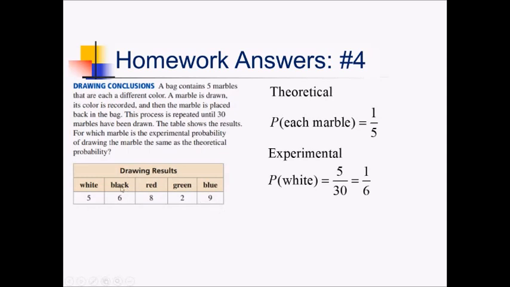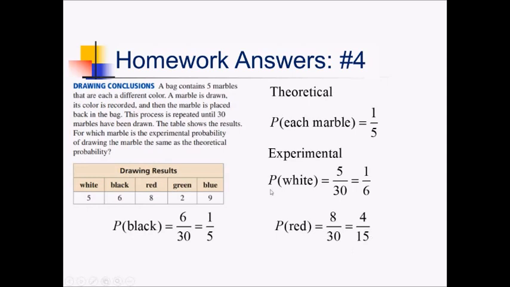So let's do the black one next. That's again going to be something over 30. In this case, 6 over 30, which reduces to 1 over 5. So that's most likely going to be our final answer. It matches our theoretical probability. But moving on to red, so that again has a denominator of 30. This time we have 8 for the numerator, and that reduces by 2s to 4 over 15.